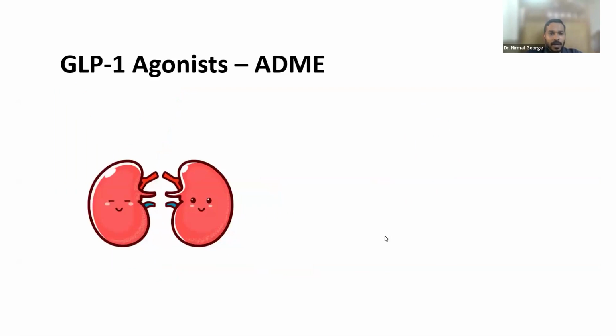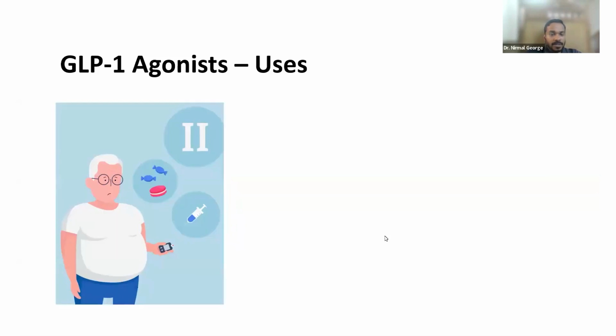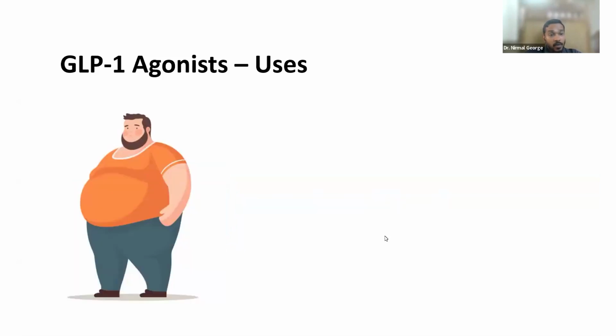Most of the GLP-1 agonists do not have any recommendation in hepatic and renal failure. But exenatide and lixisenatide are both eliminated primarily by the kidneys. So in renal failure, these two agents have to be used cautiously. Currently, GLP-1 agonists are used for the treatment of type 2 diabetes mellitus. They reduce the glycated hemoglobin by 0.8 to 1.5%. GLP-1 agonists are also approved for the treatment of obesity.